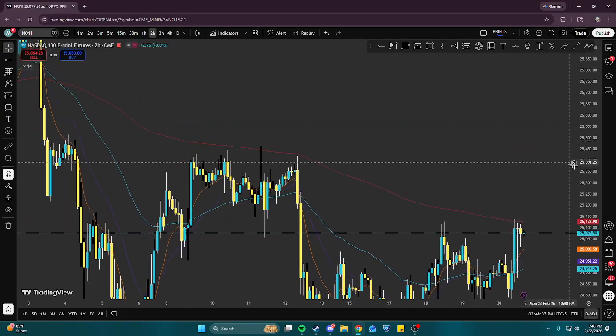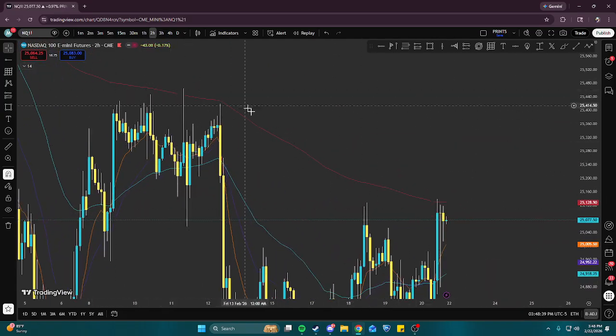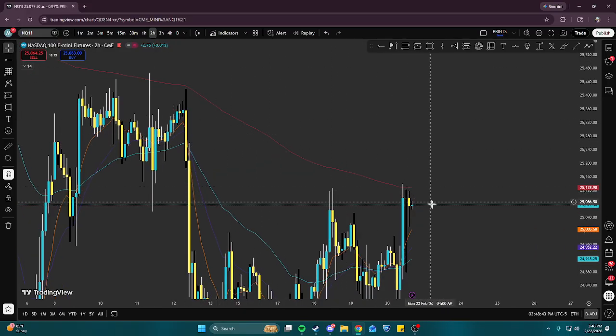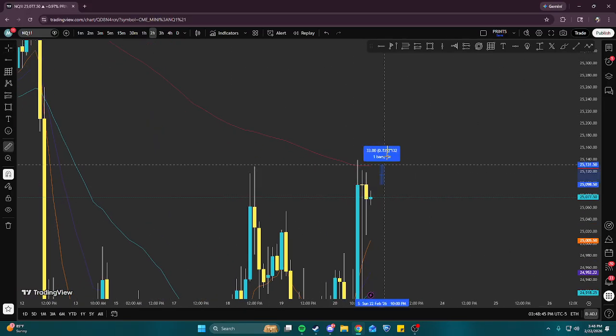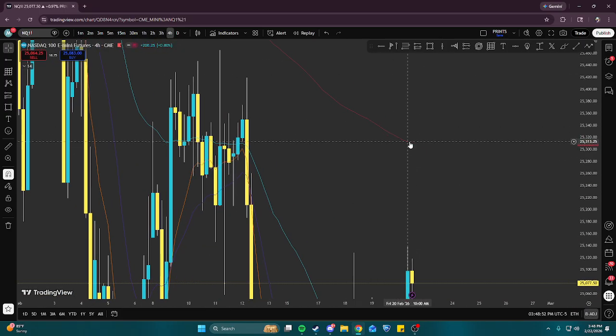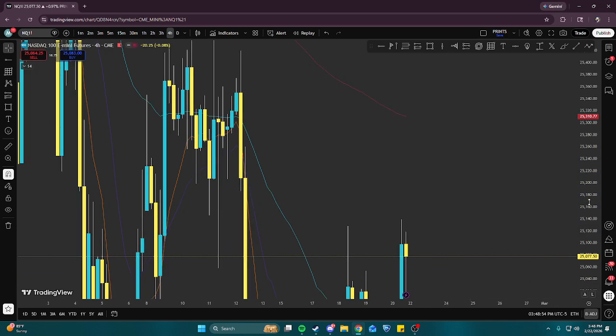But like here, for example, we've tested this 200 EMA on the 2 hour multiple times, right? 1, 2, 3, 4, 5. So if we break above this with momentum on a lower time frame, we could probably find the entry to go long, and we're gonna target the 4 hour 200. This would be a 202-point move.